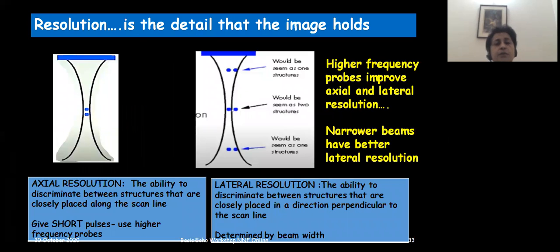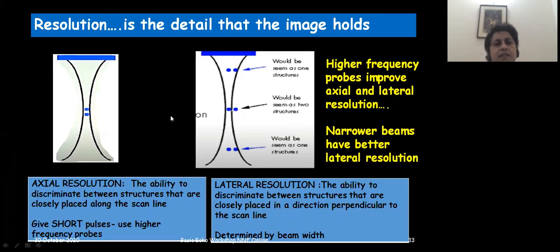The next issue after focus is resolution. The resolution simply means clarity to the image. So we need to bring a clarity to the images that we are trying to interpret. So here is a transducer, and this is the ultrasound beam. You can see that it looks like an hourglass.